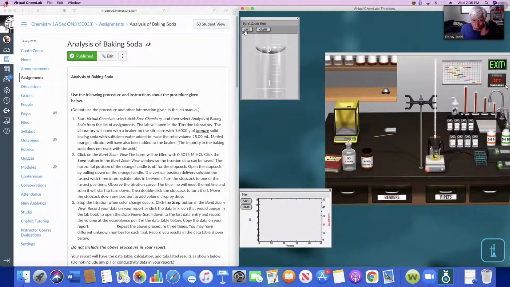Okay, save button in the zoom window. Save button in the zoom window. Okay, the horizontal position, orange handle, everybody knows that about that.